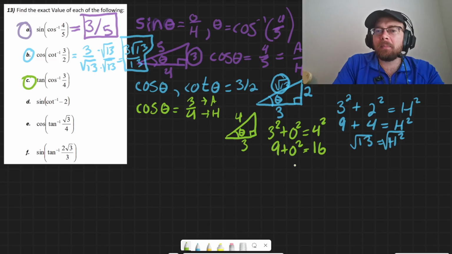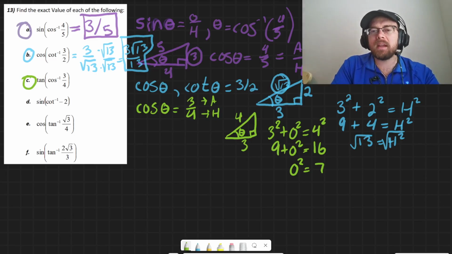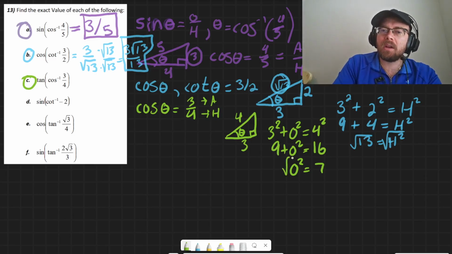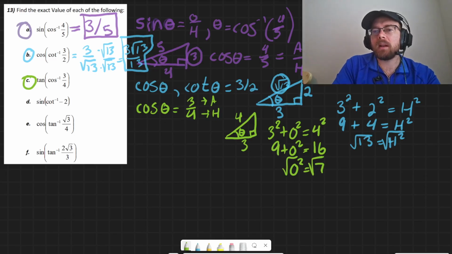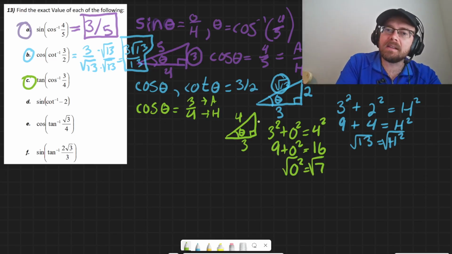If I subtract 9 on both sides, then that's going to be what, 7, right? 9 plus 7 is 16, yeah. And then I would take the square root, and I get that the opposite side is the square root of 7. Again, not a Pythagorean triple.